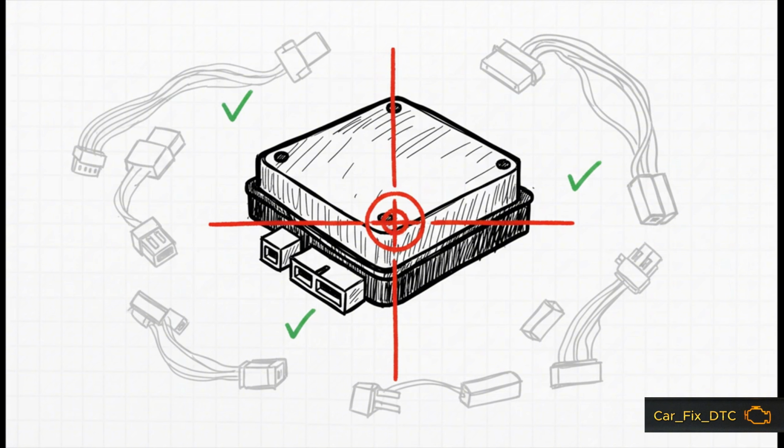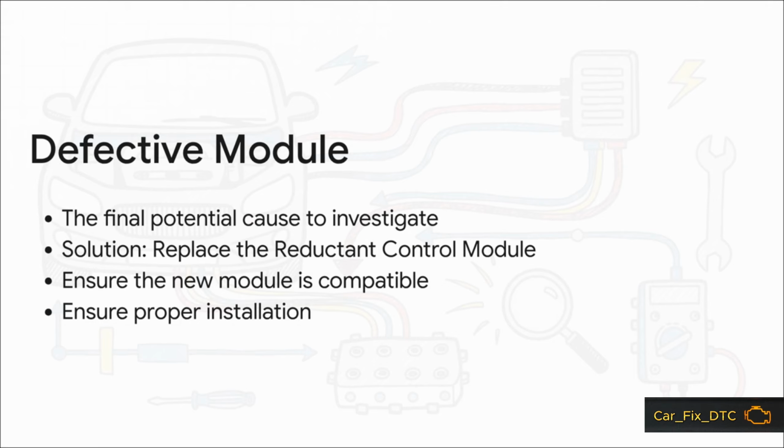And that brings us to our final suspect. It's often the least likely, but we have to consider it if everything else checks out. The reductant control module itself might just be defective. After you've ruled out everything else, the module itself becomes the prime suspect. The solution is pretty simple. Replace it. But, and this part is absolutely critical, you must make sure the new module is fully compatible with your specific Ford model and that it's installed correctly. Double-checking this can save you from a massive headache down the line.